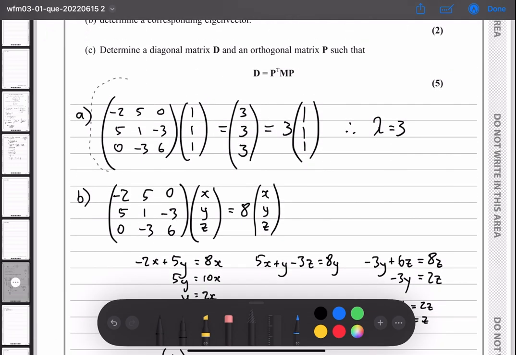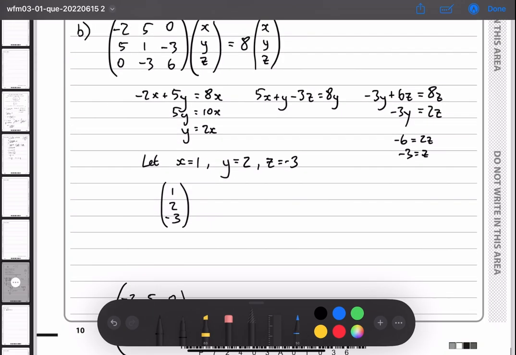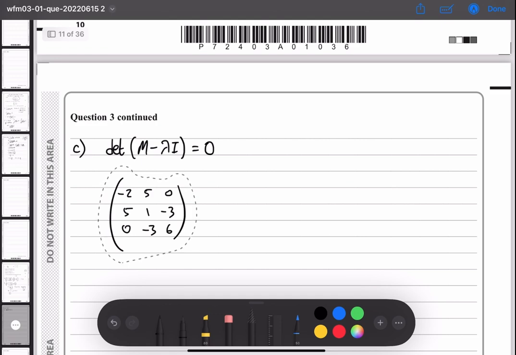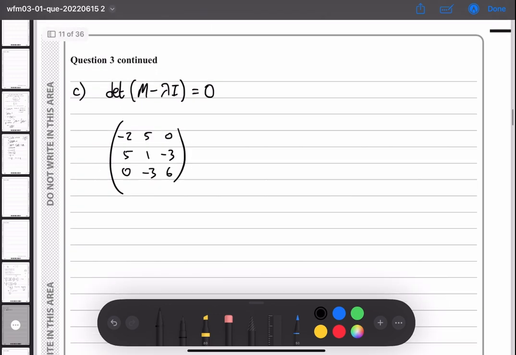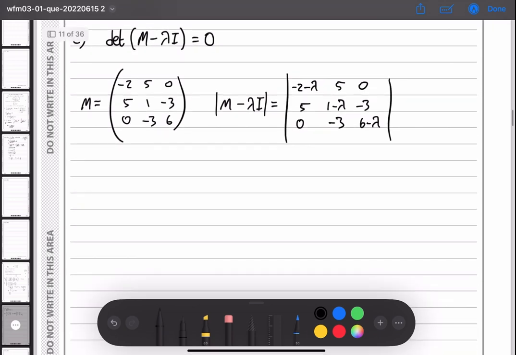So if I cheat a little bit because I'm using a tablet, this is M, and then if we do M minus lambda I, we get minus 2 minus lambda, 5, 0, 5, 1 minus lambda, minus 3, 0, minus 3, and 6 minus lambda. This is the matrix, so we need the determinant of this. At this point you should brace yourself for a fairly long equation.